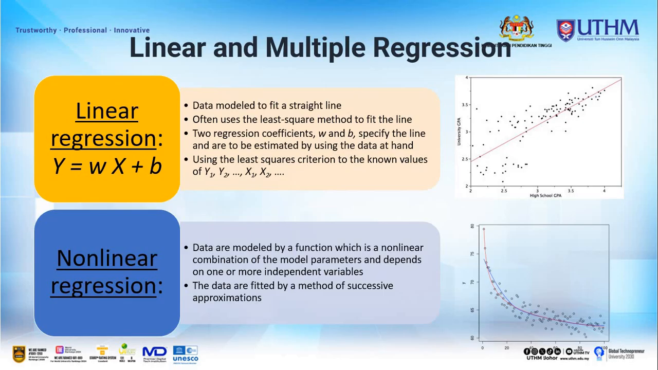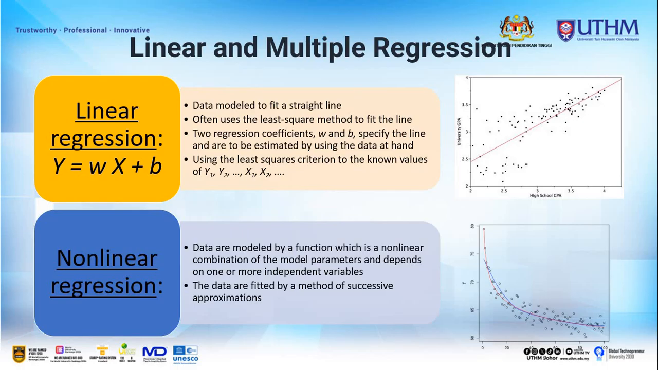On the other side, the second section in this slide is nonlinear regression, where data is modeled using a function that is a nonlinear combination of the model parameters and depends on one or more independent variables. Unlike linear regression, the relationship between the dependent and independent variables is not a straight line. You can see the graph there, it's not a straight line. So the exact form of the equation depends on the specific non-linear model being used.